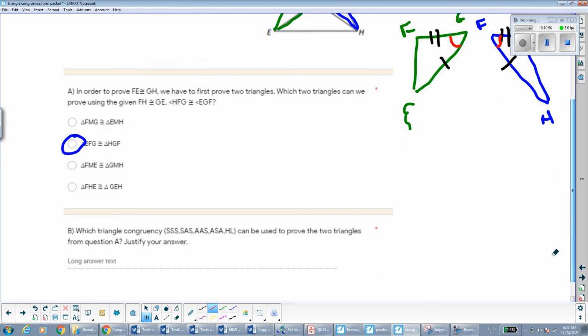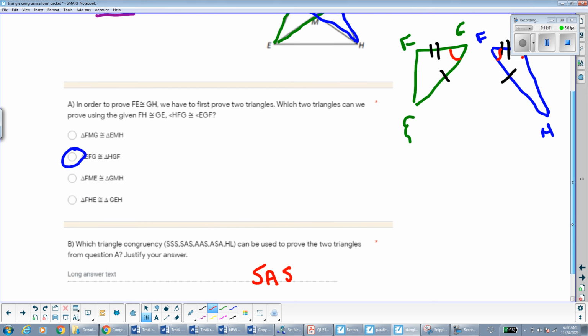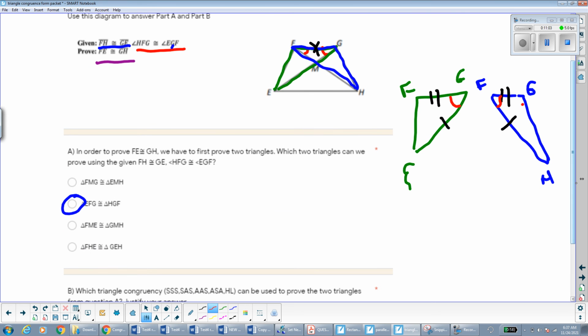On the Google form, you should put some sort of explanation as to how you arrived at SAS. We can mention that we have two pairs of congruent corresponding sides and the included angle congruent in between. So we can say FG is congruent to itself by the reflexive property. We can say that GE is congruent to FH from the givens. And we can say that angle HFG is congruent to angle EGF from the givens as well, giving us the information for side angle side.